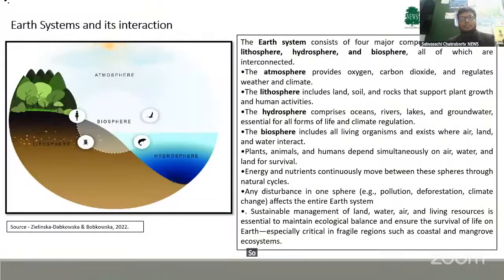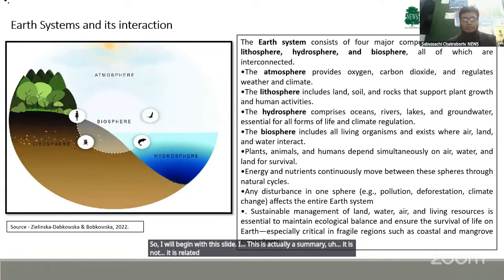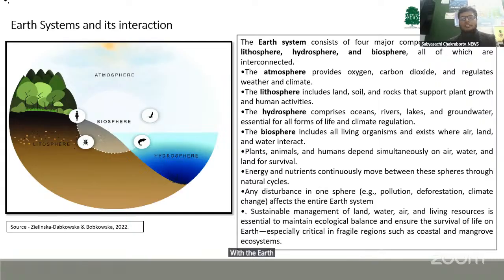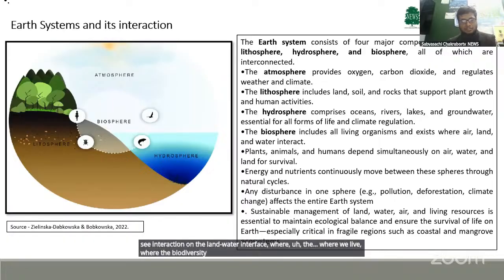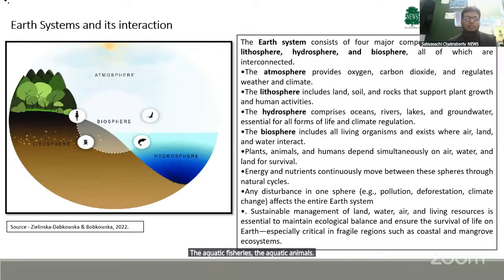So I will begin with this slide. This is actually a summary. I will begin with the Earth system and its interaction. We all know that the Earth system has four major components: the atmosphere, the biosphere, the lithosphere and hydrosphere, and it's the land-sea interaction or the land-water interface where we live, where the biodiversity sustains, where the aquatic fisheries and the aquatic animals all reside.